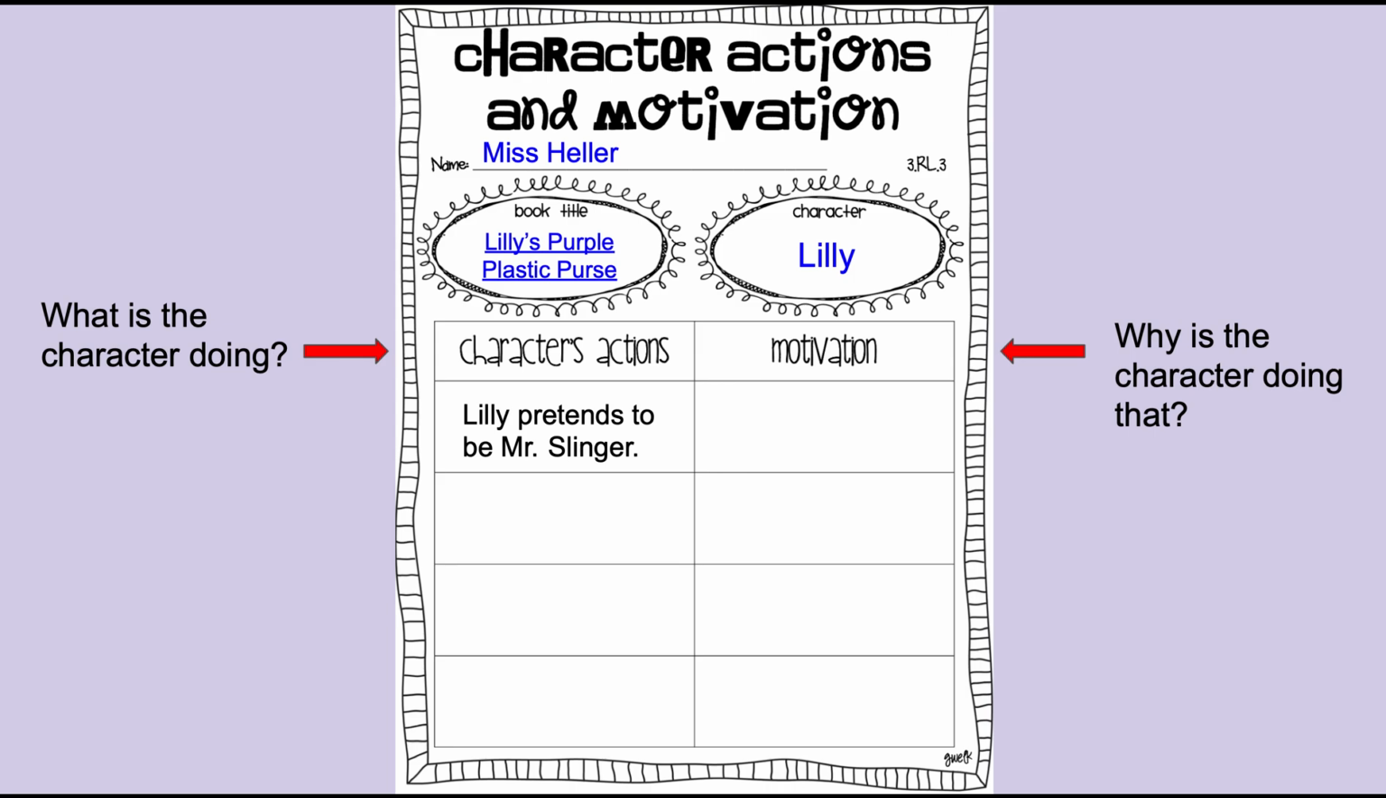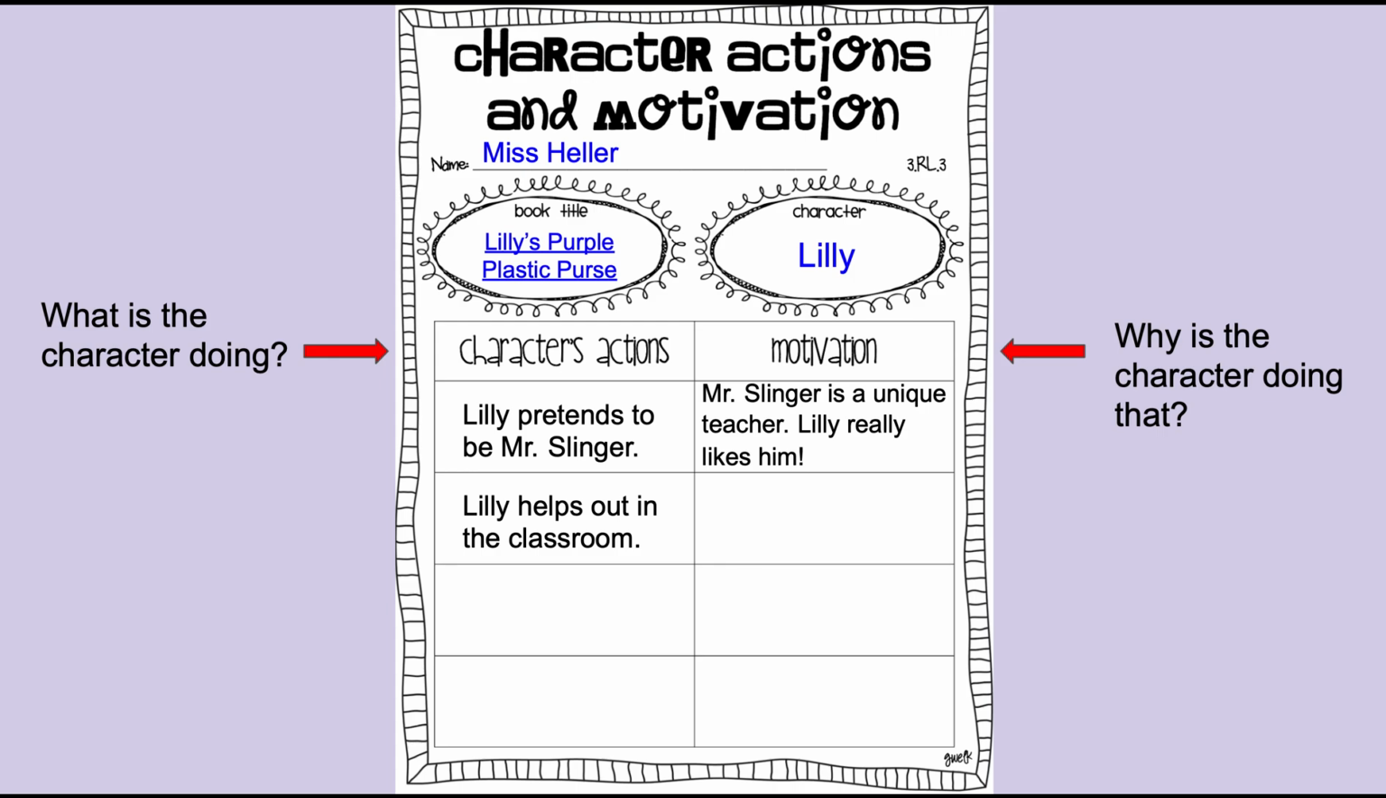So, character actions. Here's an example. Lill'y pretends to be Mr. Slinger. There was one point in the story where Lill'y was pretending to be Mr. Slinger at home. And her motivation was Mr. Slinger is a very unique teacher and Lill'y really likes him. So that's what kind of motivated her to act like Mr. Slinger at home.